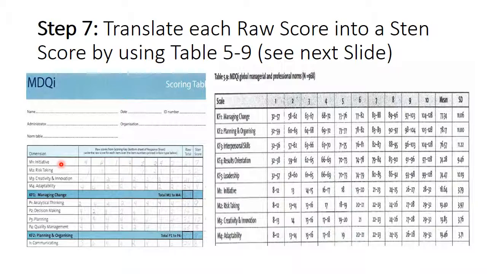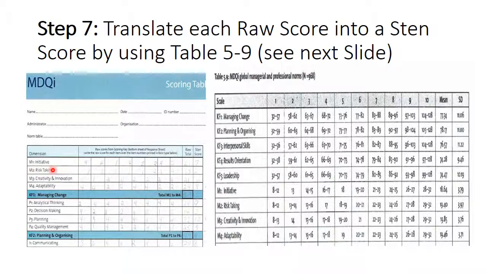You're going to take the dimension or competency initiative M1, and you have in this case a raw total of 21. So you come over to the M5-9 table, look for initiative, and then look for 21, and you see it's right here. Therefore, this STEN is a 7. And then you put a 7 here. You'll do that for all of your raw totals, translating them into the STENs.